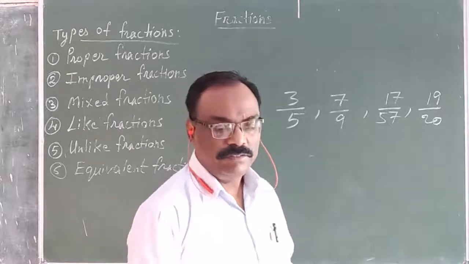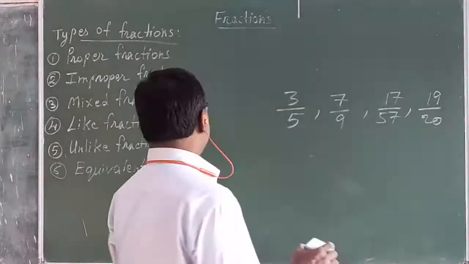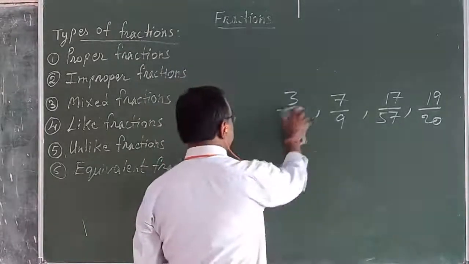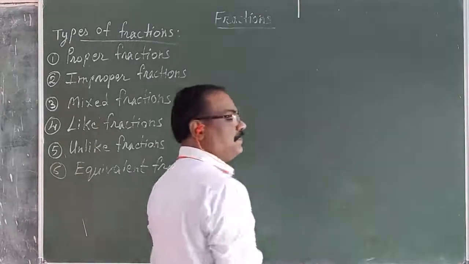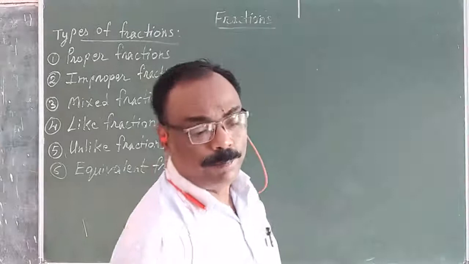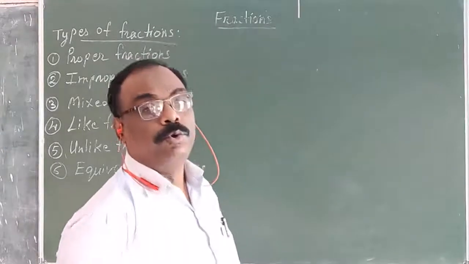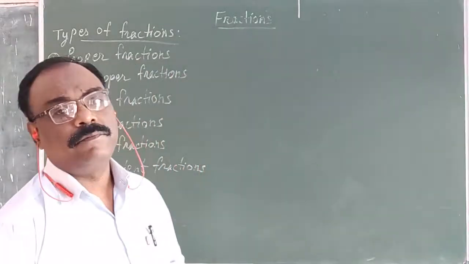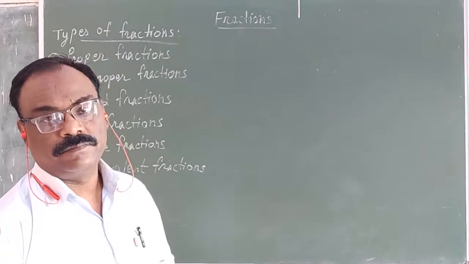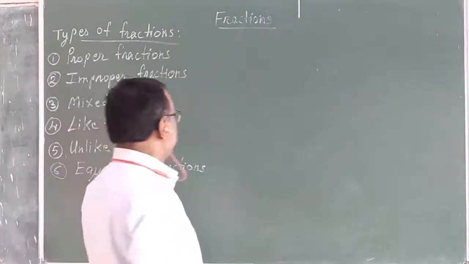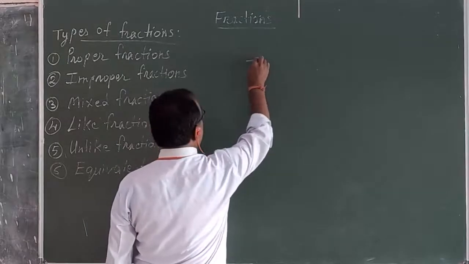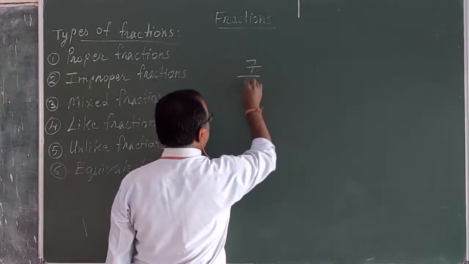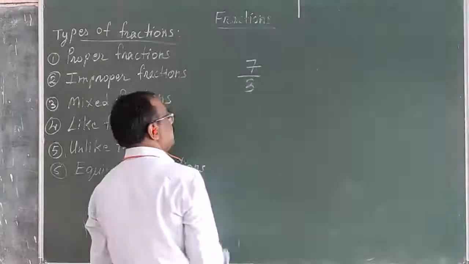Okay. Now next one I have written. The second type of fraction is improper fraction. Improper, just the opposite of proper, is known to be the improper fraction. In here what will happen? The numerator will be more. Numerator will become more, denominator will become less.